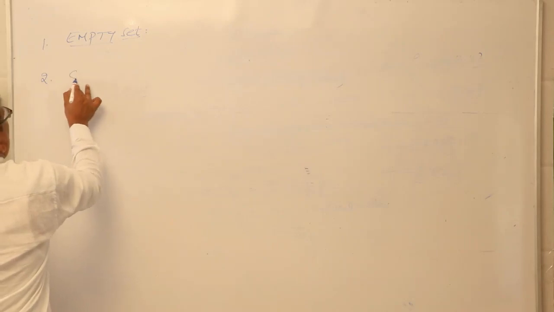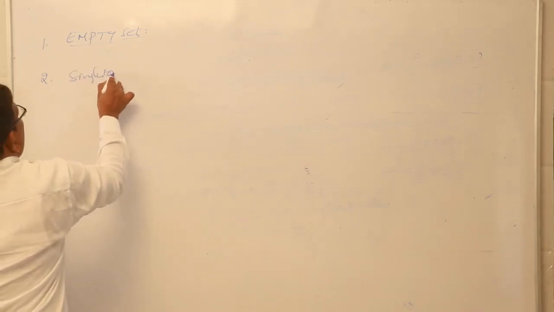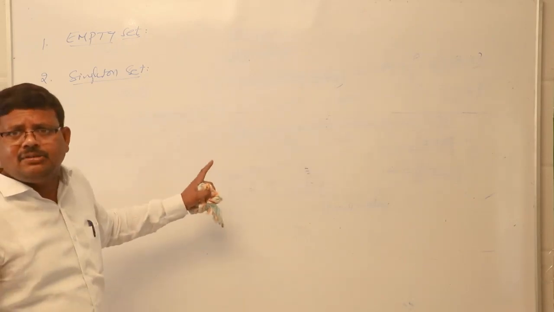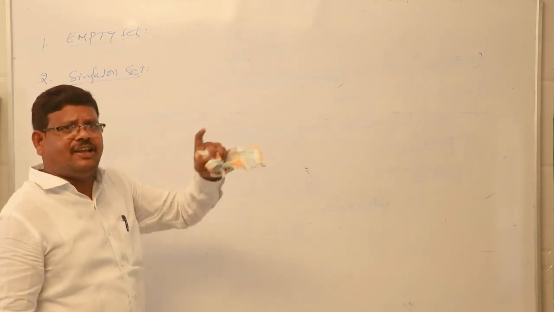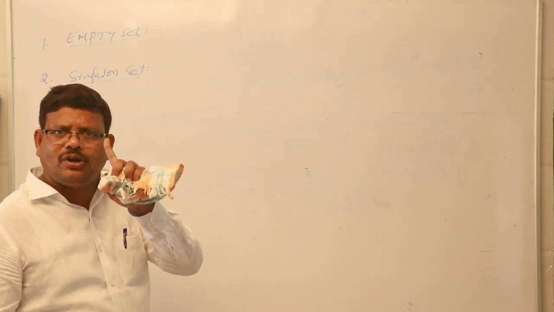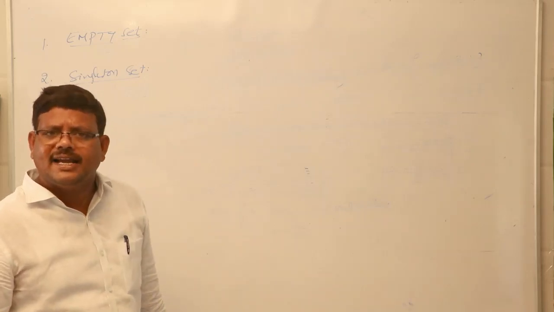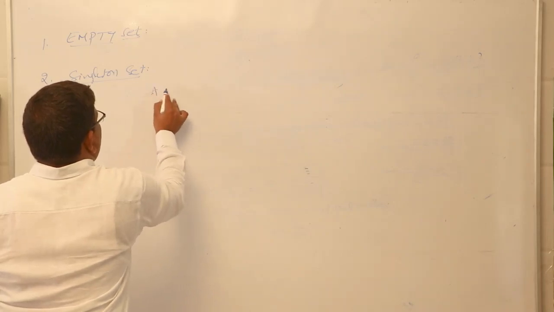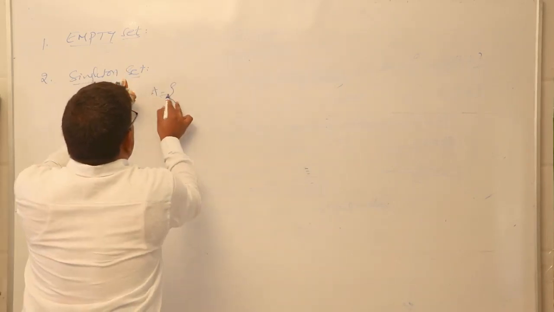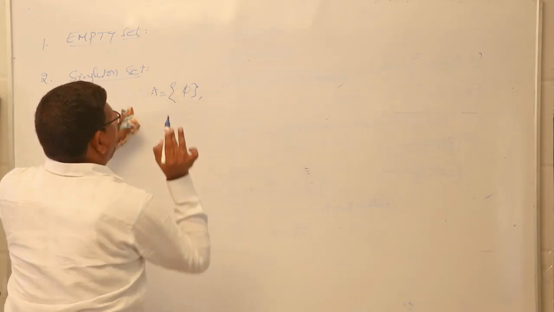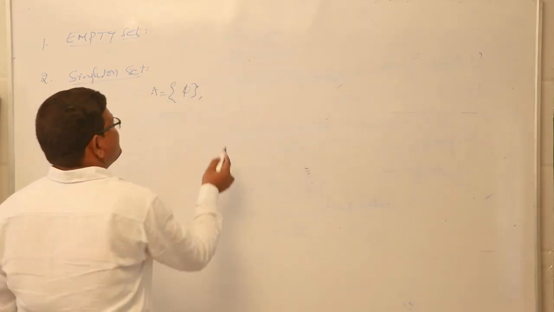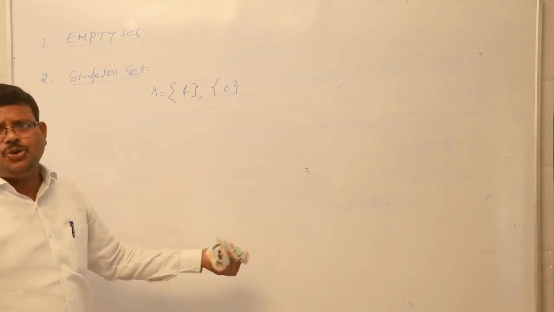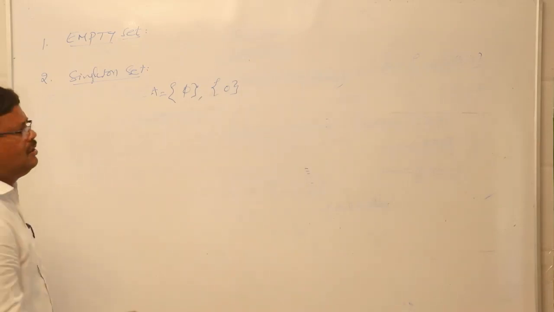And the next one is the singleton set. What is a singleton set? If the number of elements in a set is only 1, that is called a singleton set. Suppose A equals the set of pi. This is a singleton set. And the set of 0 is also a singleton set.